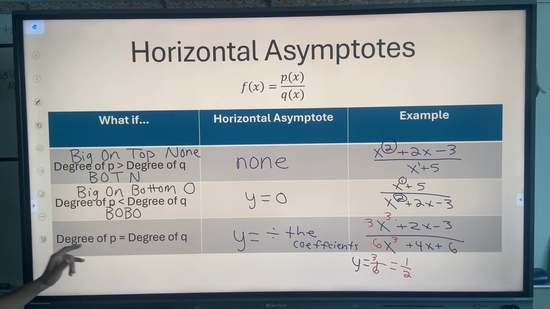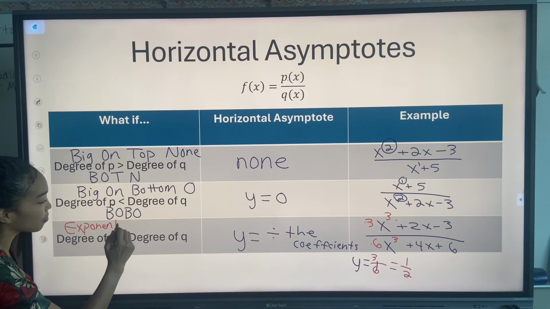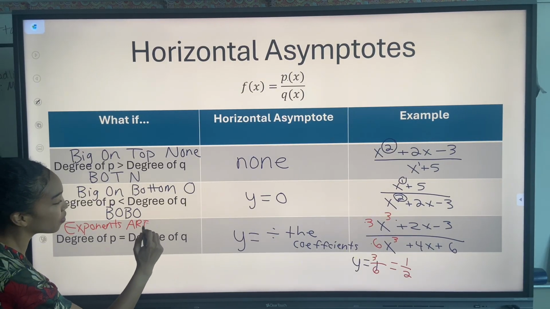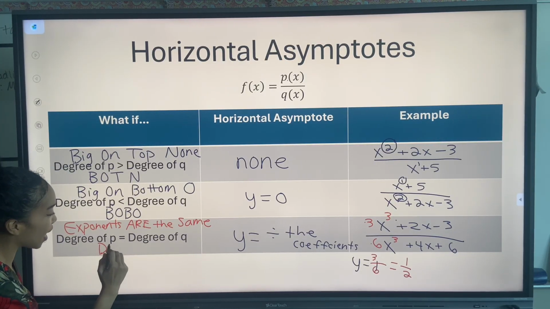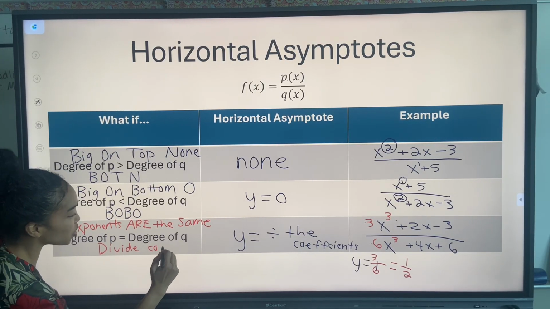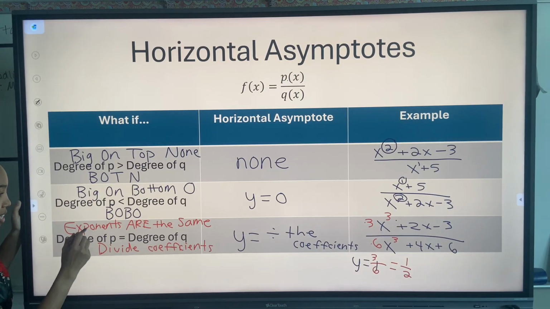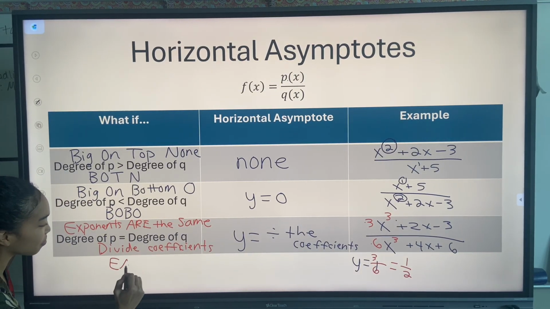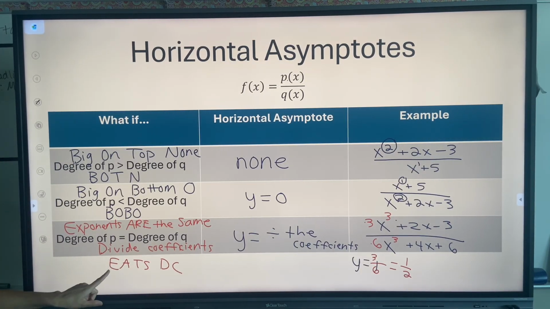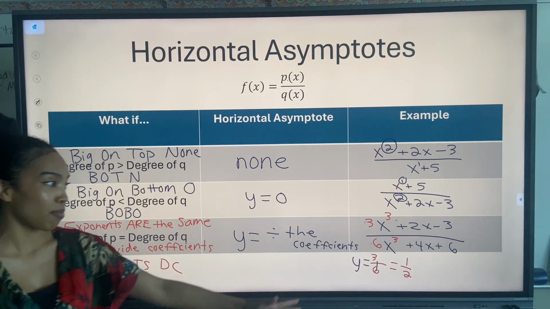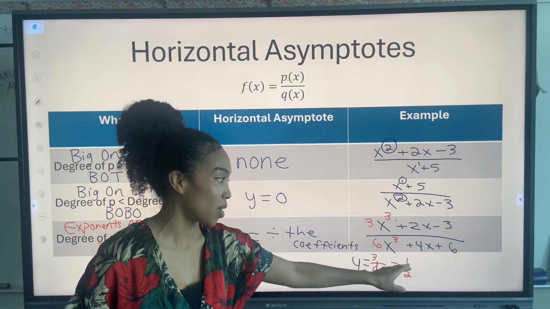Yes, I have an acronym. Exponents are the same. Divide coefficients. We call this EATS, EATS, DC. Exponents are the same. So look at my exponents. They're the same. What did we do? We divided the coefficients to get 1/2.